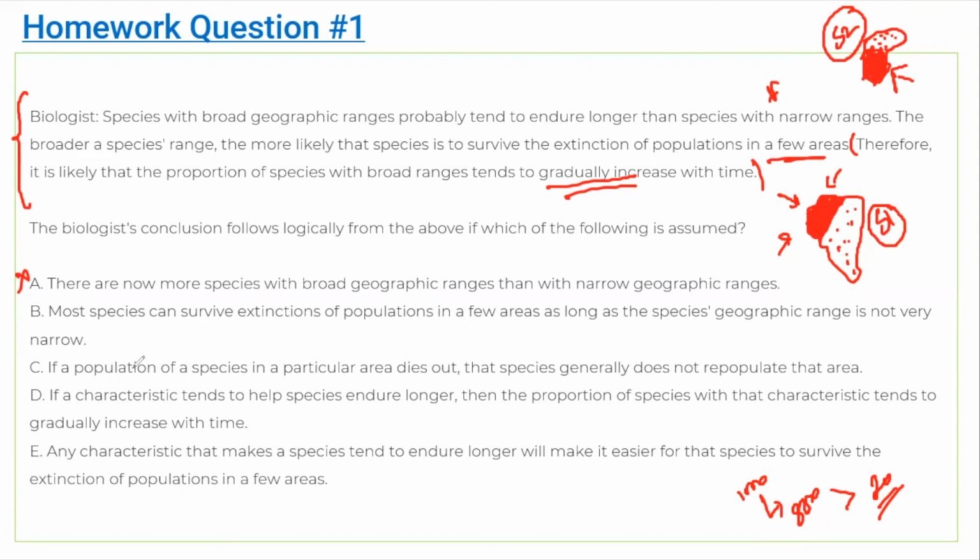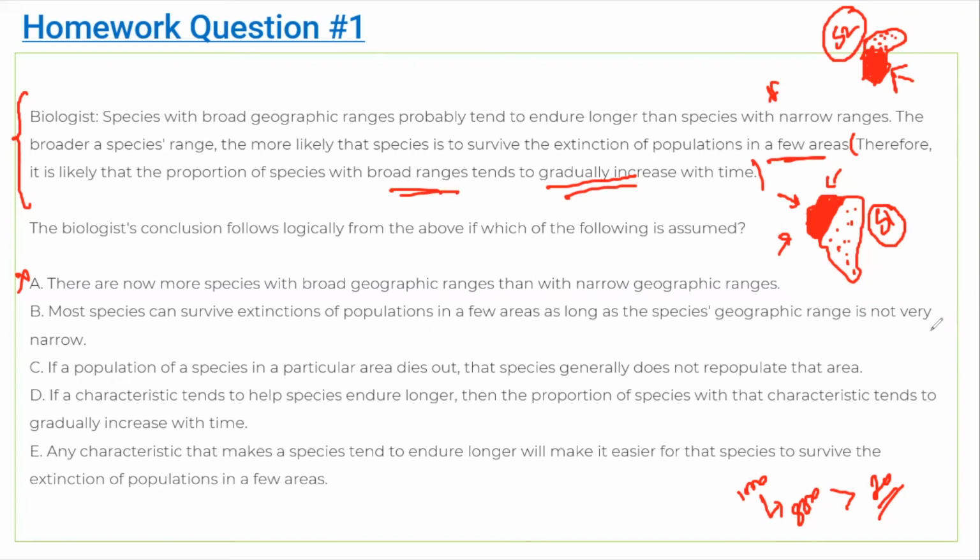Let's go to B. Most species can survive extinctions of population in a few areas as long as the species' geographic range is not very narrow. Now, guys, say not very narrow. That means we also have the situation of it being slightly narrow. So even if it's slightly narrow, they can survive extinction in a few areas. Okay, great. I understand that. But how is that going to tell me whether species with broader ranges tend to increase with time? Okay, it's not telling us that.